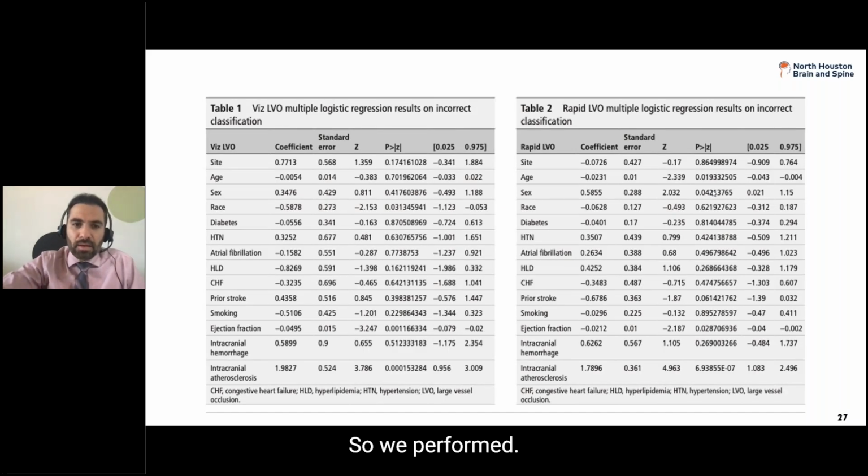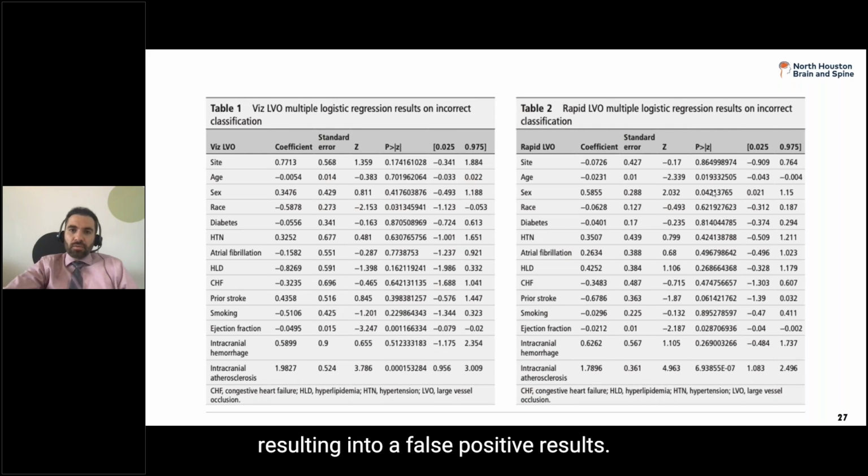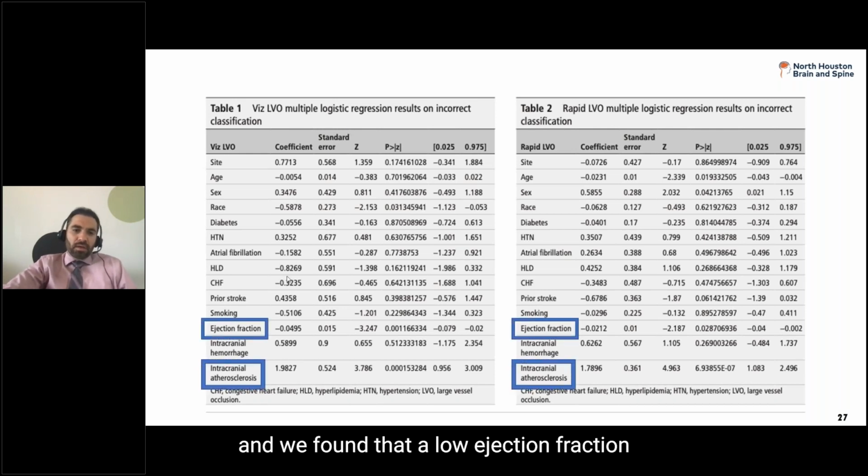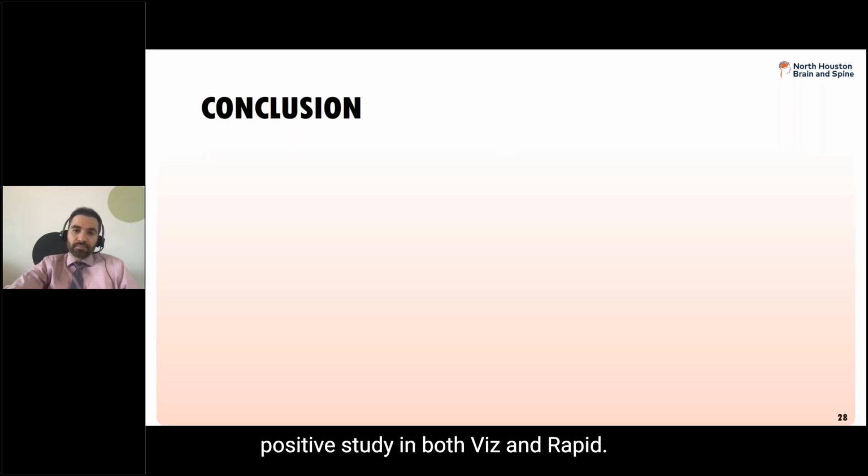We then tried to figure out what could be the reasons resulting in a false positive result, and we performed a logistic regression on multiple factors. We found that a low ejection fraction or high-grade intracranial atherosclerosis, according to the modified Woodcock score, can result in a false positive study in both Viz and Rapid.